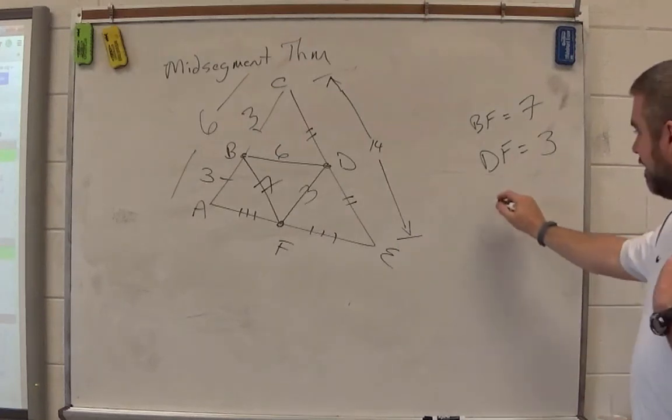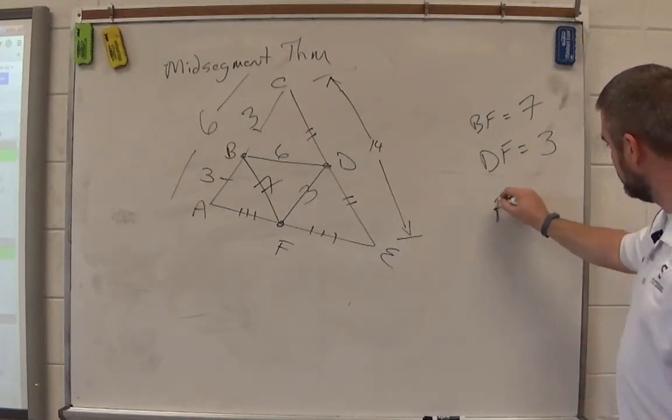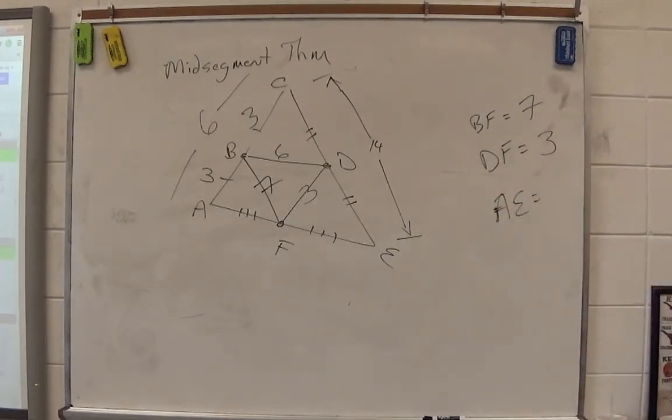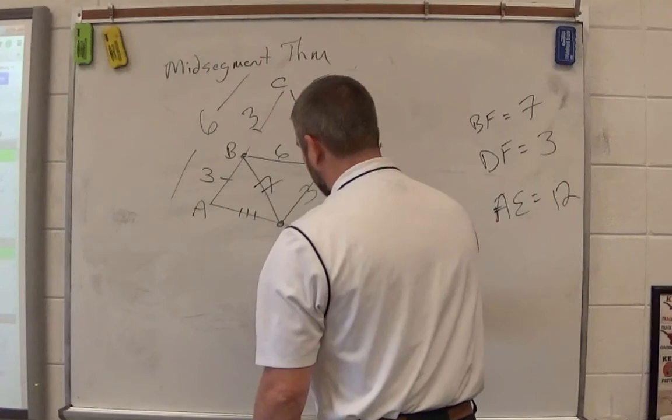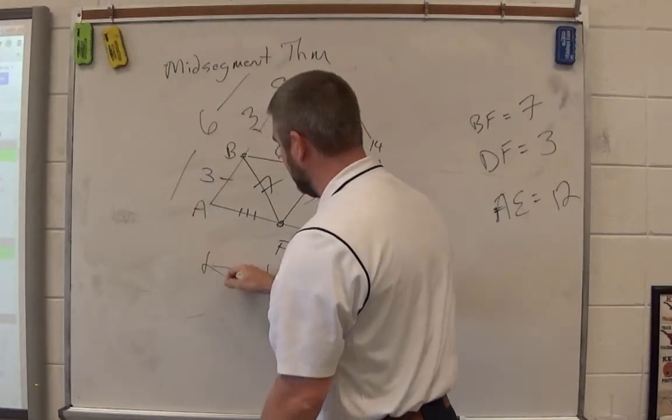All right. How about AE? What would AE's distance have to be? 12. Why? Because 6 is half of 12. If the mid-segment's 6, then what does this third side have to be? It has to be double that amount. It has to be 12.